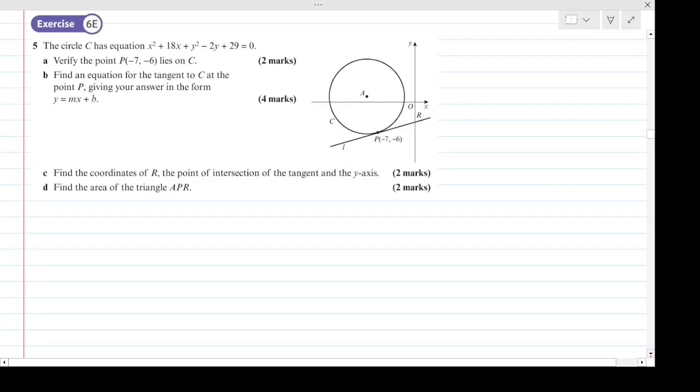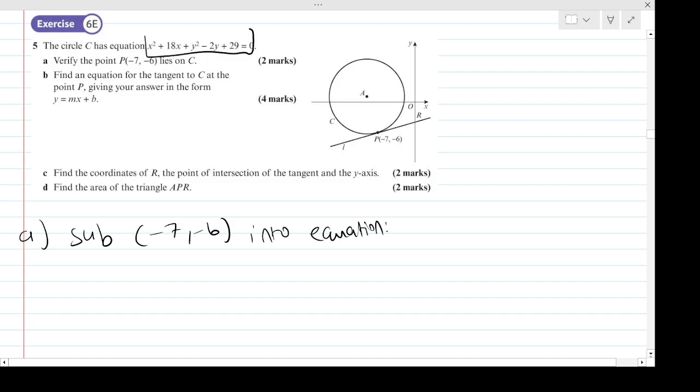So again, we're given a diagram, so let's do it part by part. First we're given a circle C, which has this equation: x squared plus 18x plus y squared minus 2y plus 29 equals 0. Then we need to verify that the point (-7, -6) lies on C. That just means I need to substitute -7, -6 into the equation of the circle.